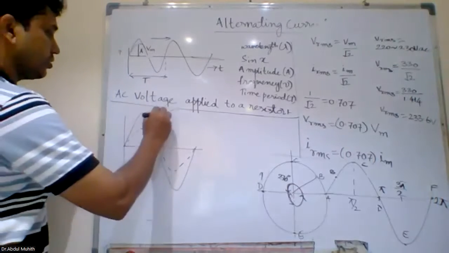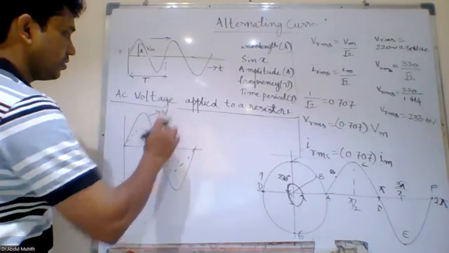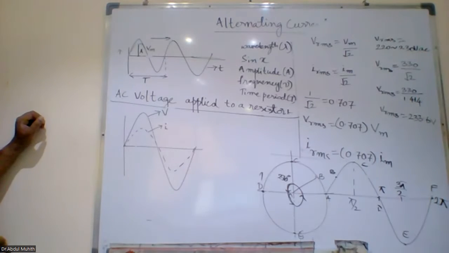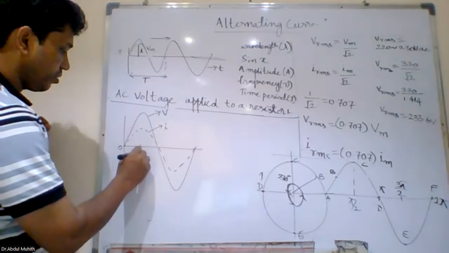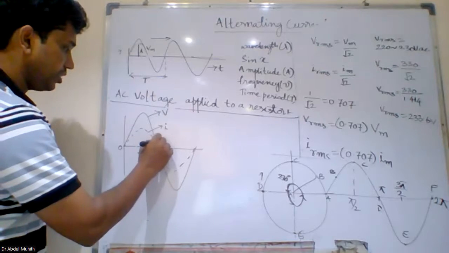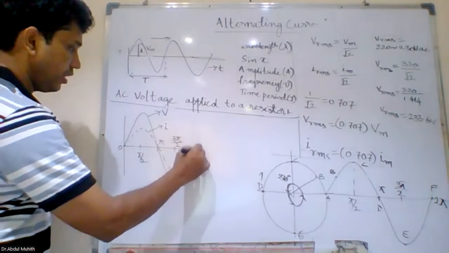This is the voltage, and this is the current. This is the voltage and current. Now this is 0, pi by 2. This is pi. This is 3 pi by 2, and this is 2 pi.